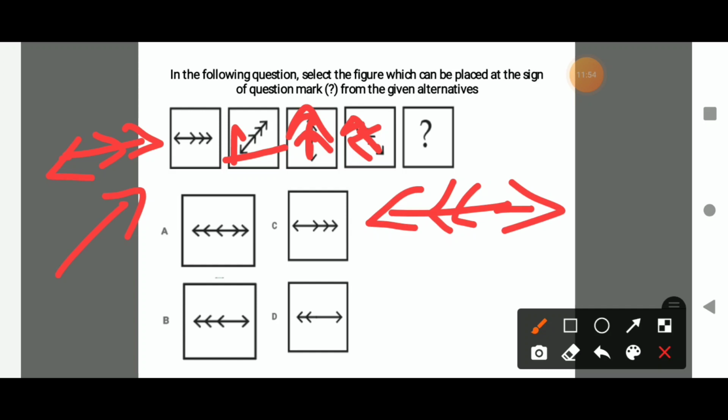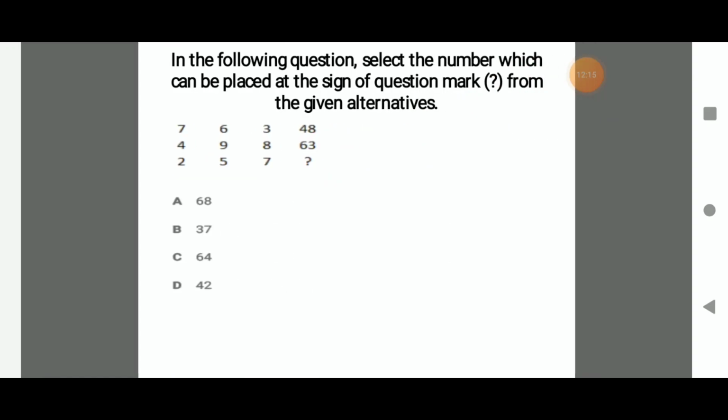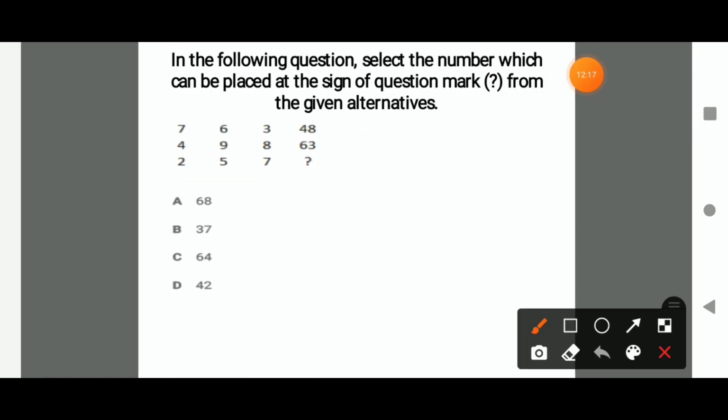Where is the output? Here there is another excess arrow, so that is not correct. And here the 3 arrows are towards this side, so this is also wrong. Here there is a missing of 1 arrow, so this is also wrong. Option B will be the correct answer to this question. And the next one is completion of the table.